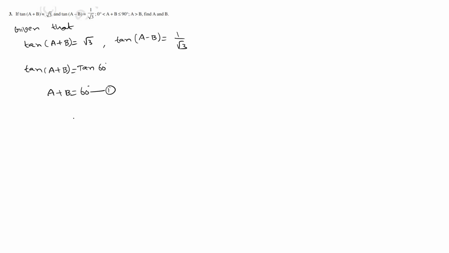This is equation number 1. The same way tan of A minus B. So tan of A minus B is equal to 1 by root 3 can be written as tan 30 degrees. 1 by root 3 is nothing but tan 30. So on both the sides tan will get cancelled. So A minus B is equal to 30 degrees. This is equation number 2 here.